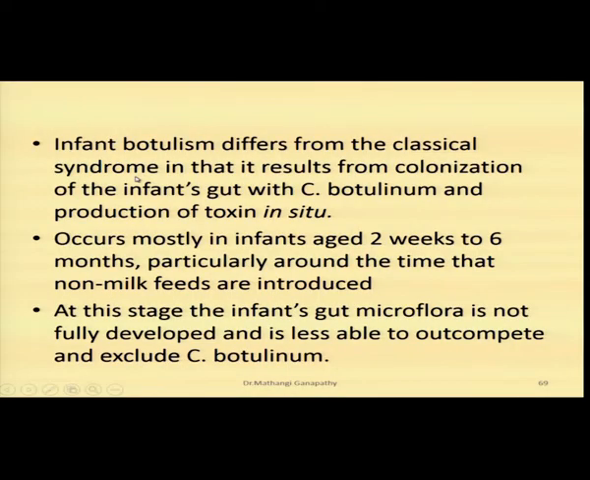Infant botulism differs from the classical syndrome in that it results from colonization of the infant's gut with Clostridium botulinum and the production of the toxin in situ. Infant botulism is mostly seen in infants aged 2 weeks to 6 months. This occurs especially at the time when non-milk feeds are introduced. At this stage, the infant's gut microflora is not developed or is less developed, and it cannot compete with the Clostridium botulinum which is growing inside the gut.